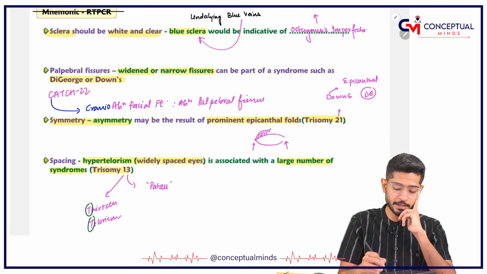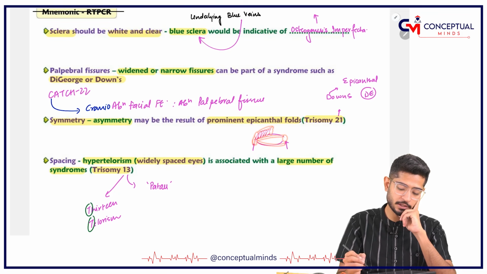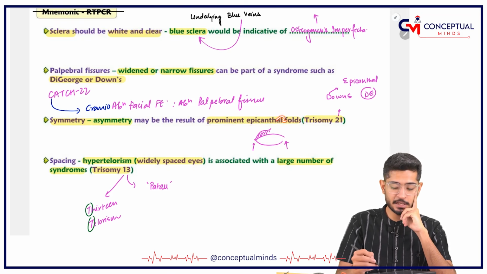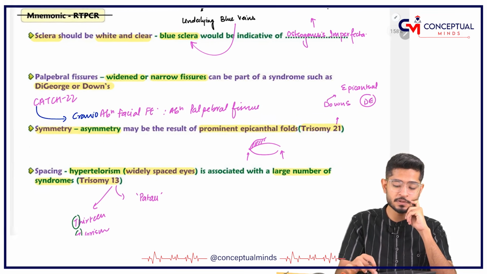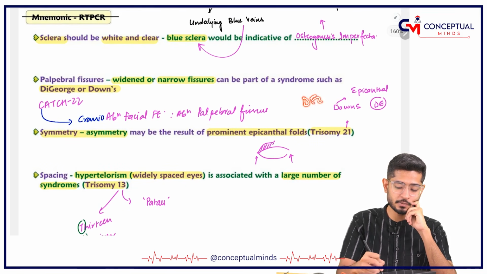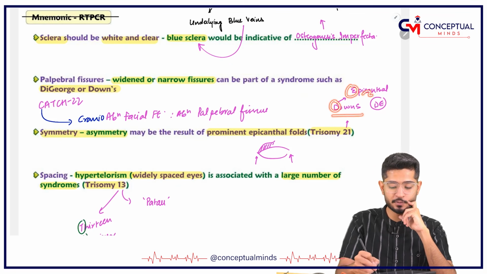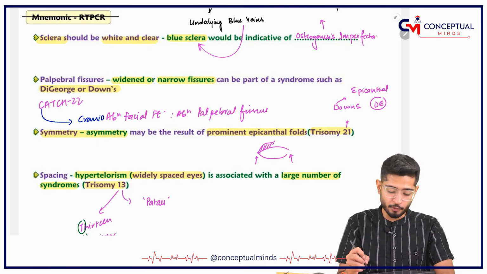If I talk about the eye, this is the medial canthus, lateral canthus, and above this canthus there is an epicanthal fold which can be there. This prominent epicanthal fold is going to be visible. There will be asymmetry if this epicanthal fold is present on one side. This happens with trisomy 21. Trisomy 21 is Down syndrome, and D and E are very close in the alphabetical series. So D and E: Down syndrome is going to have prominent epicanthal folds.